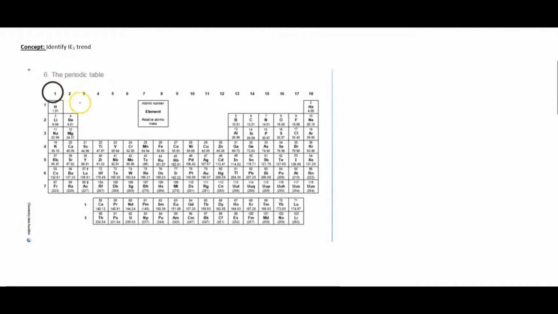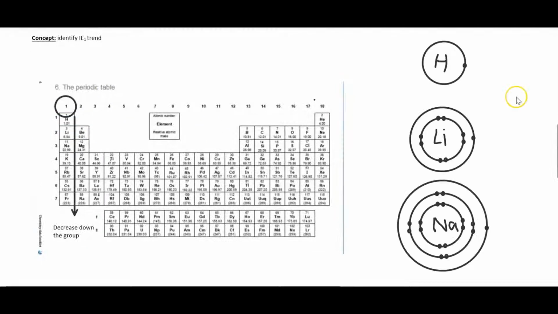Let's look at elements of the same group, for example group 1. Now let's analyze the trend of the elements decreasing down the group. Let's take a look at the first three elements as an example. So hydrogen has one valence electron and experiences a high nuclear attraction force because it's closer to the nucleus.